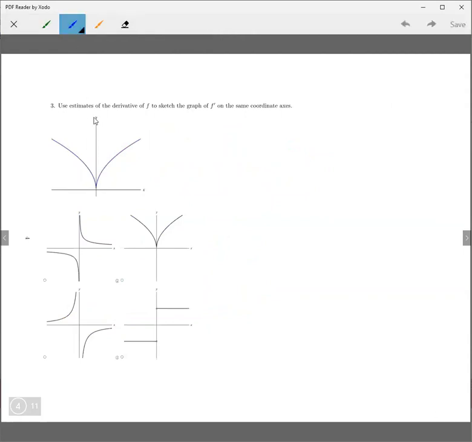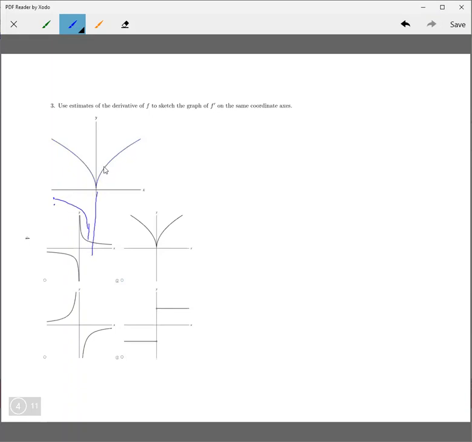Okay, so here what we're supposed to do: use estimates of the derivative to sketch the graph of f prime on the same coordinate axis. Okay, so let's see here. The derivative is negative here, and the slope gets steeper and steeper. So here the slope was not that bad, but as you get closer to here, the slope's going to go like that.